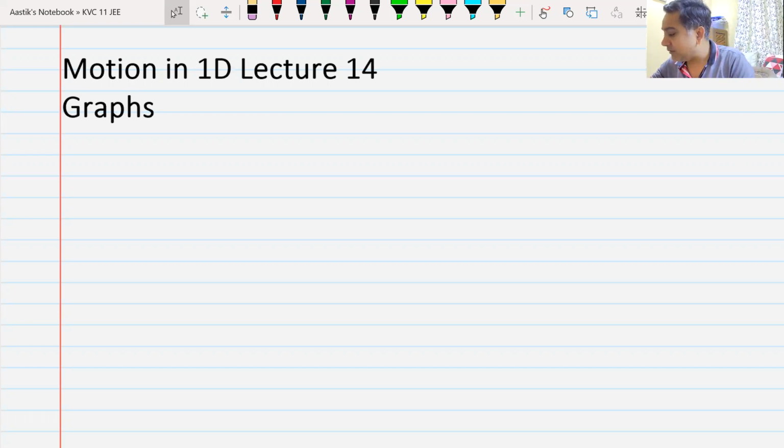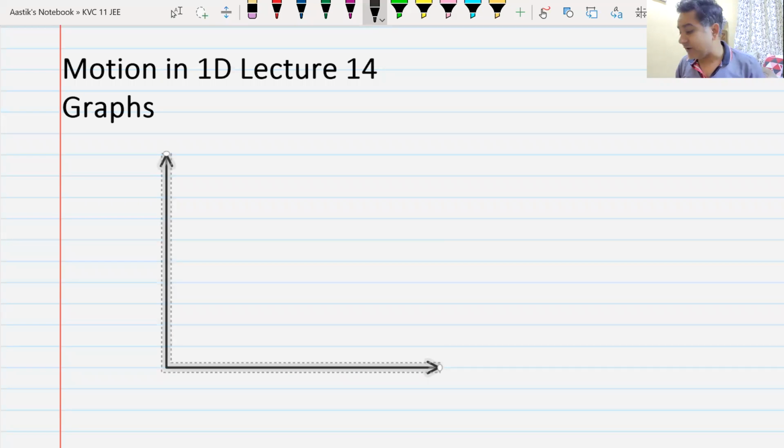You must be doing it in maths as well. Yes or no? Graphs are a part of physics as well as maths. They are taken from maths, and we use a lot of graphs in physics. Now, whenever we talk about a graph, let us see some important things that we know about graphs. Every graph has an x and a y axis.